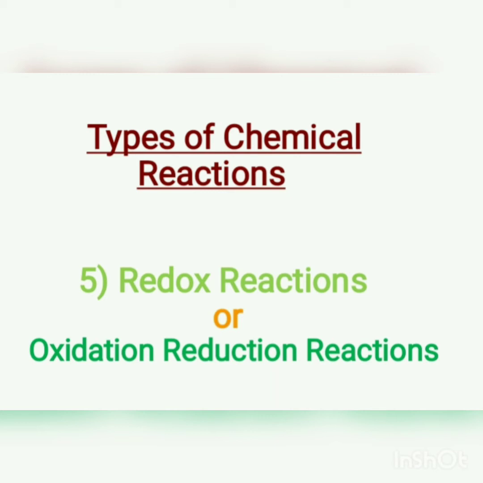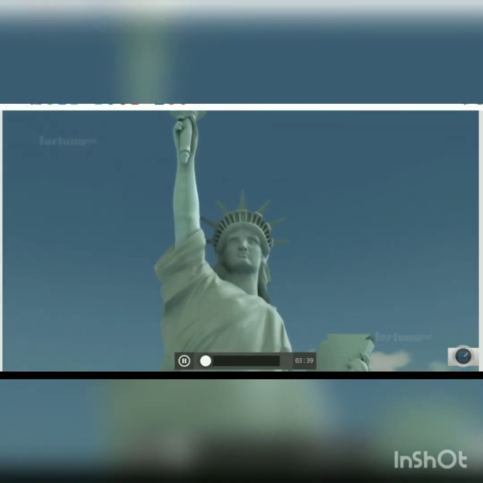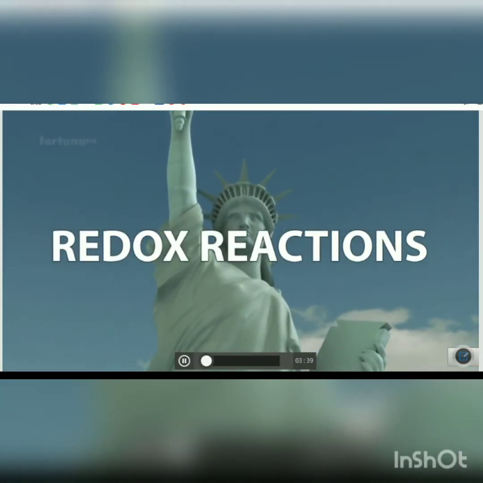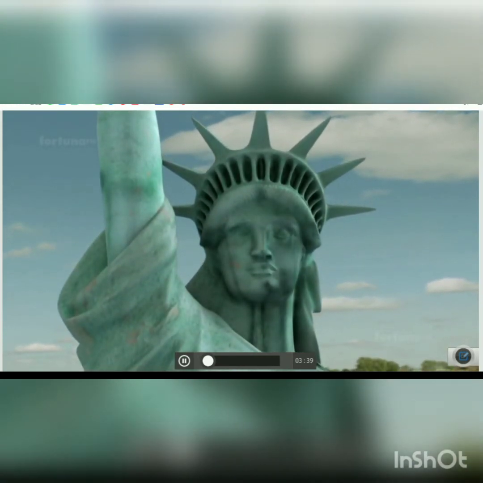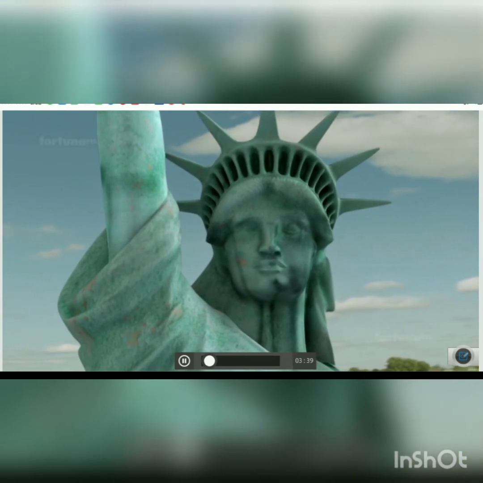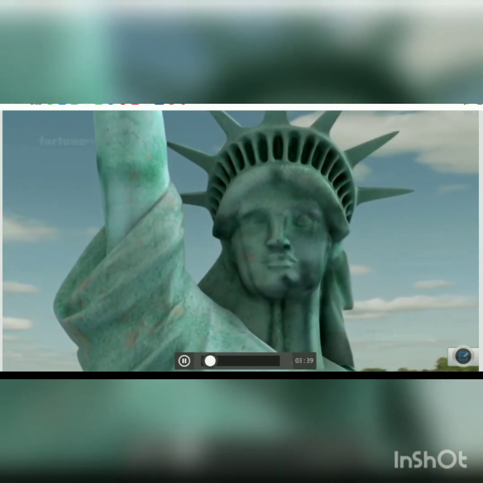So student, the word redox is made up of two words, which are red and ox. Red stands for reduction and ox stands for oxidation reactions. Come, let's start redox reactions. So student, as you can see on screen, this is the Statue of Liberty and the green patches are easily visible on it, which is the effect of redox reactions.